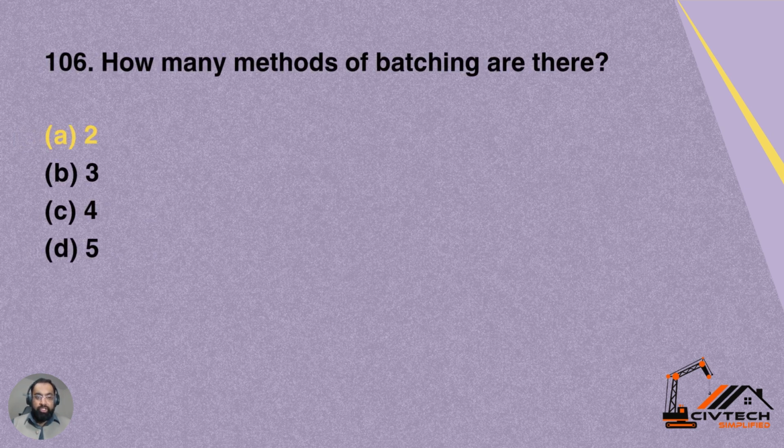Question 106. How many methods of batching are there? Option A, 2. Option B, 3. Option C, 4. Option D, 5. So how many methods of batching are there? There are two methods of batching. Option A is correct for this question.